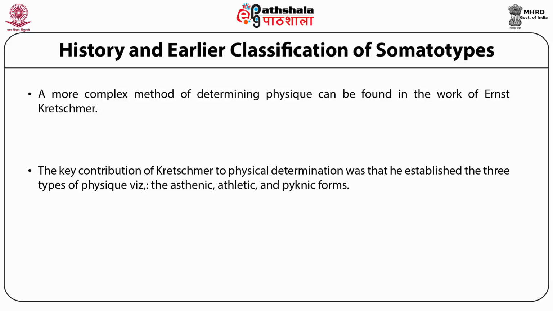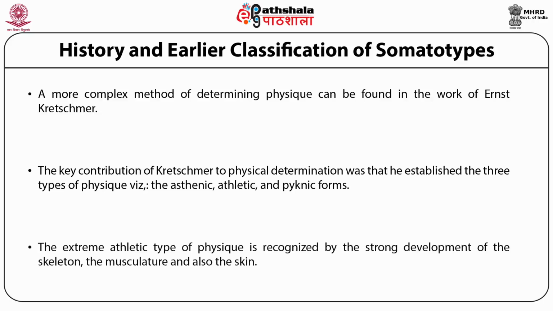According to him, the extreme asthenic type is characterized as weak and frail, and the person with this type of physique has a deficiency in thickness combined with an average unlessened length. The extreme athletic type of physique is recognized by strong development of the skeleton, the musculature, and also the skin. The extreme pycnic type of physique is characterized by the pronounced peripheral development of the body cavities and a predisposition to distribution of fat around the trunk region, with a more refined structure of the motor apparatus.